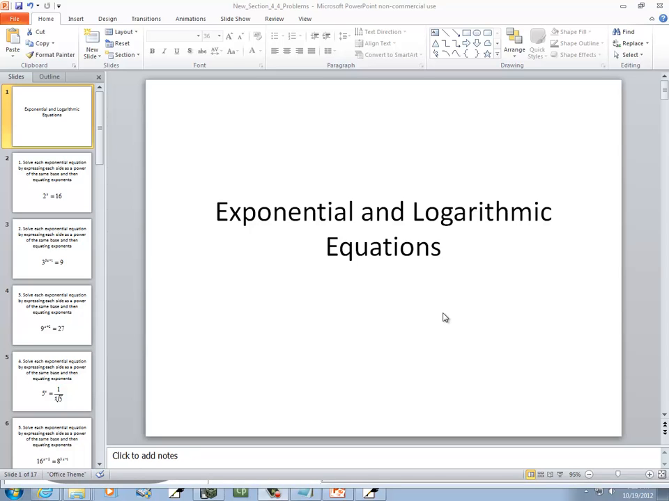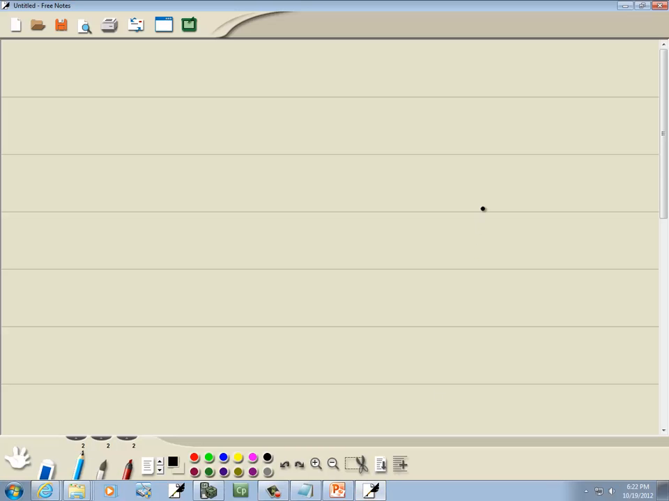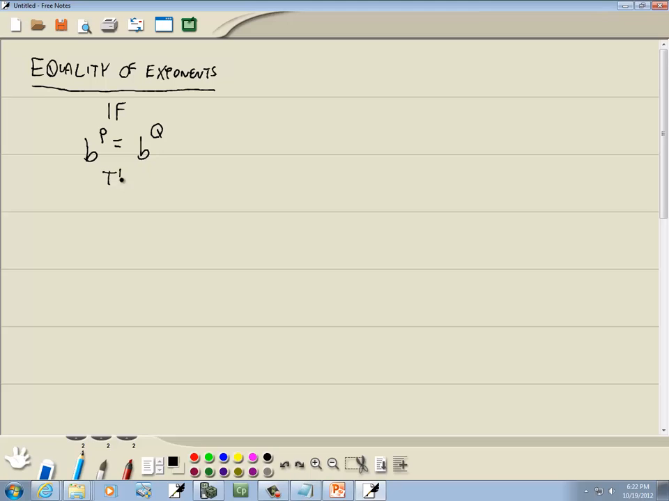Let's take a look at exponential and logarithmic equations. And first thing we'll talk about is the equality of exponents. Some books refer to this as a property. This says if you've got b to the p power is equal to b to the q power, then you set the exponents equal to each other. So you'll set p equals q.